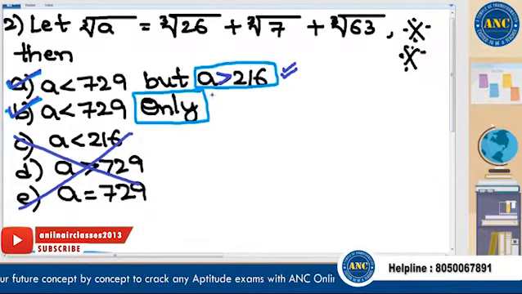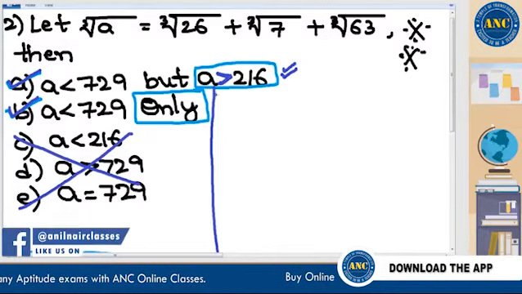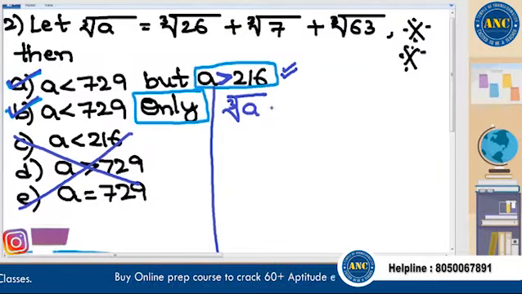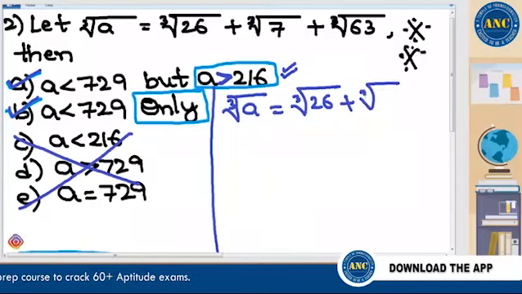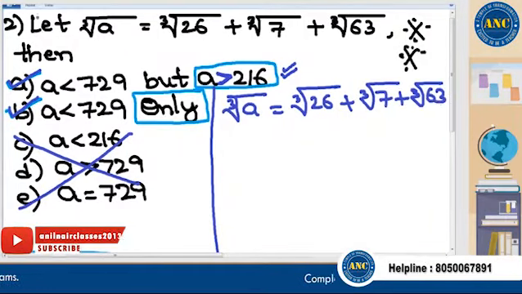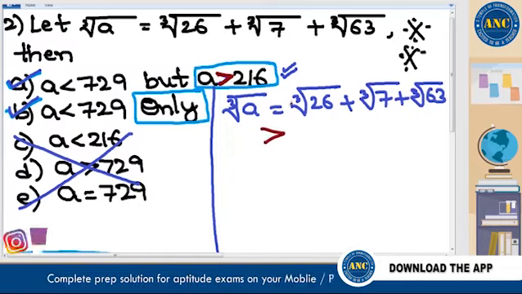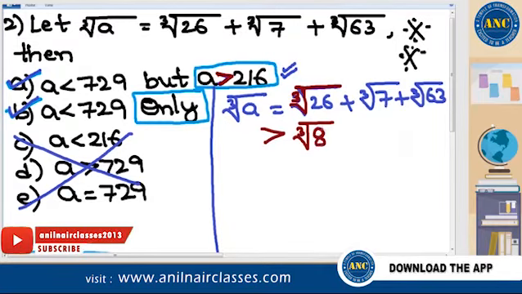Now see here, how to check whether a is greater than 216 or less than 216. Again I will implement the same condition. Cube root of a is given as cube root of 26 plus cube root of 7 plus cube root of 63, right? Cube root of 26, what is the perfect cube before 26? It is 8. It is greater than cube root of 8.